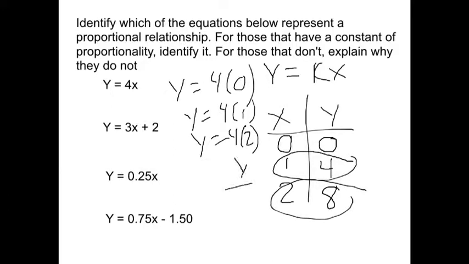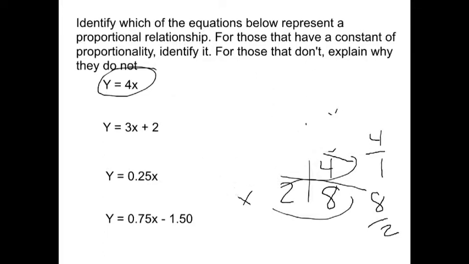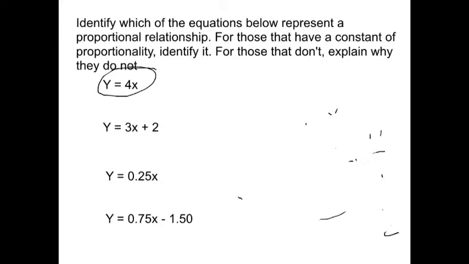which will give us equal ratios, because 4 over 1 is the same as 8 over 2. They both reduce to the same unit rate of 4 over 1, which results in the same constant of proportionality of 4. So y equals 4x does in fact represent a proportional relationship, because the only thing we're doing is multiplying every input by the number 4, the constant of proportionality.